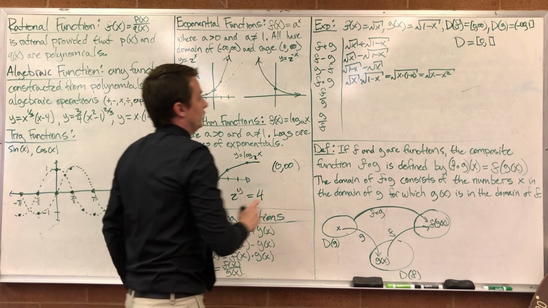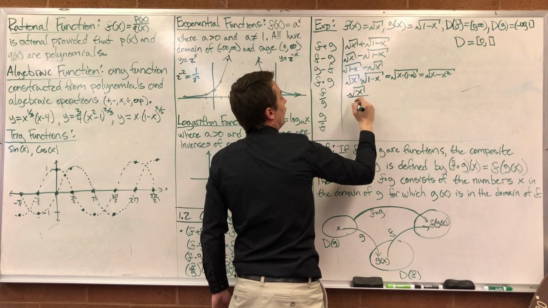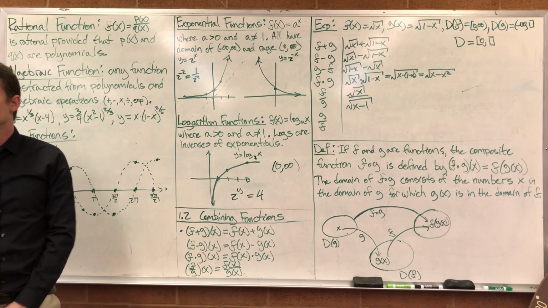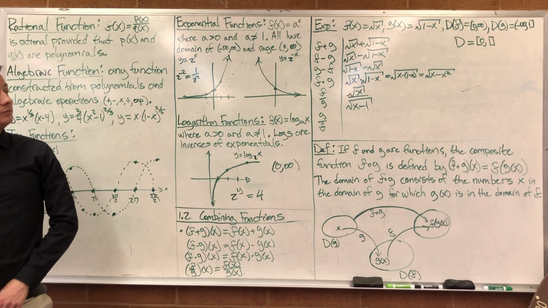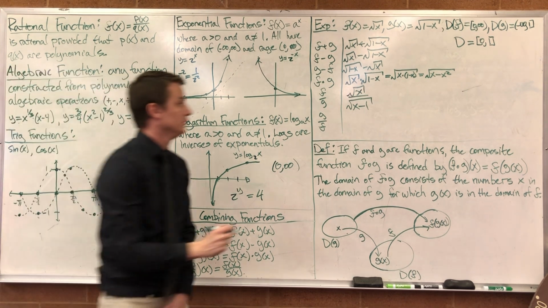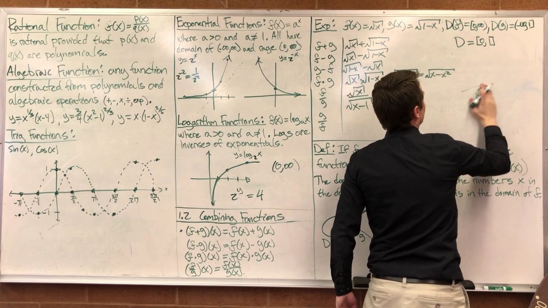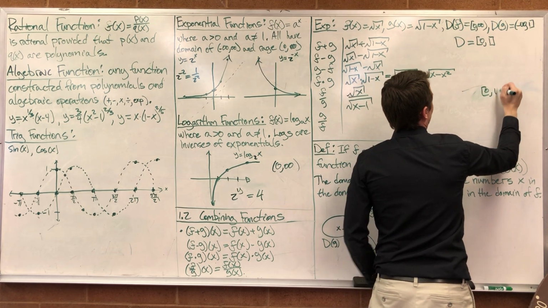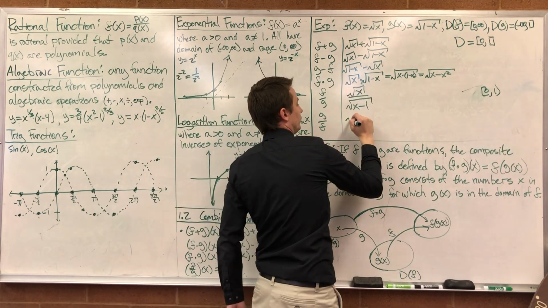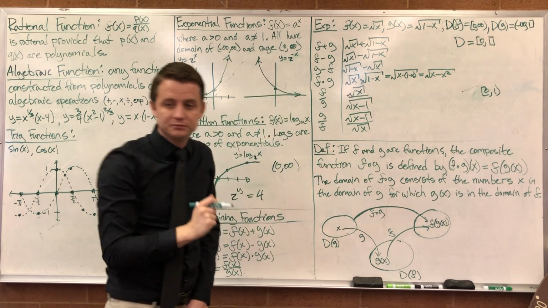Okay, f over g. Let's look at that one. F over g is the same thing as square root of x over square root of 1 minus x. What's the domain there? We can't allow it to be 1 anymore, otherwise we'd be dividing by 0. So now we can still plug in 0, but 1 is not included. And then if we do square root of 1 minus x over square root of x, now what's our domain?